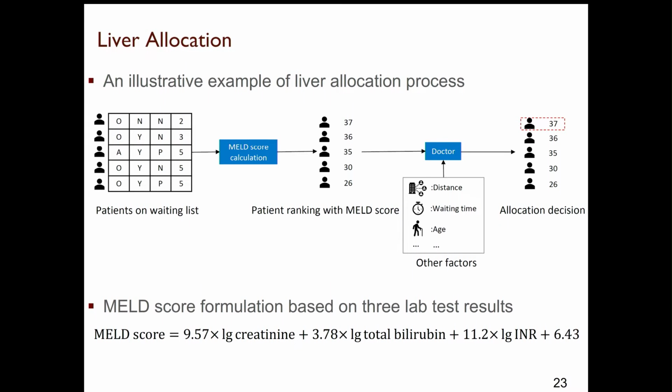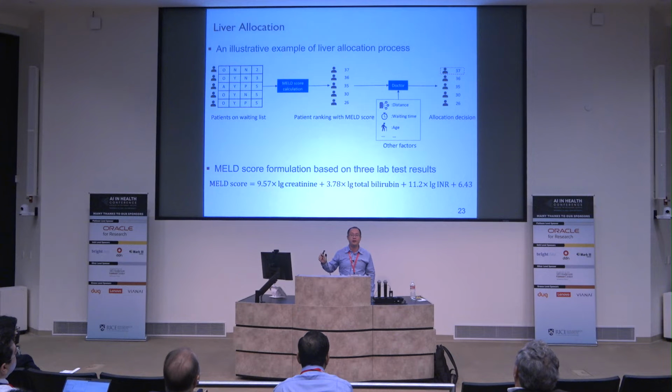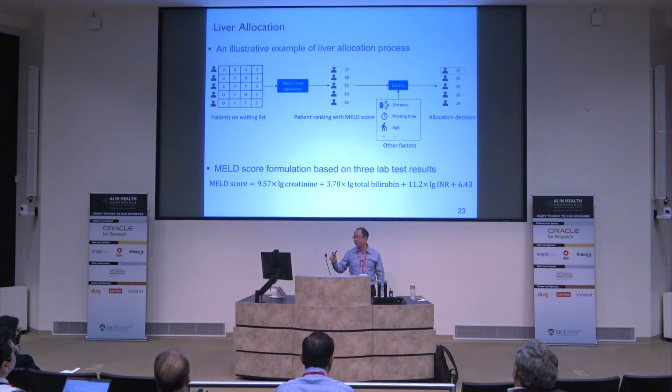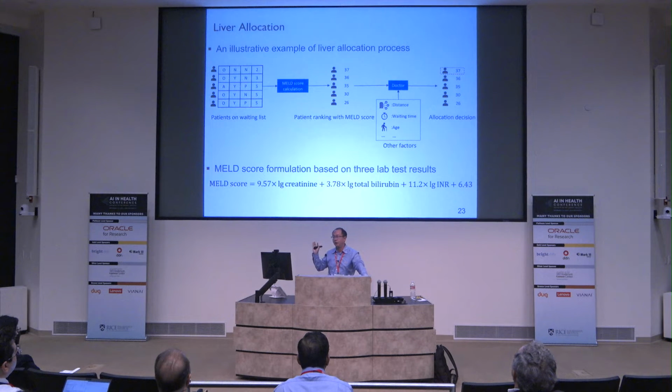Suppose we have 5 patients here. Each row represents one patient, and each column represents one feature. They could be lab test results or demographic information. Based on this table, these are the patients on our waiting list to receive the liver. And based on this table, a score called the MELD score will be calculated.